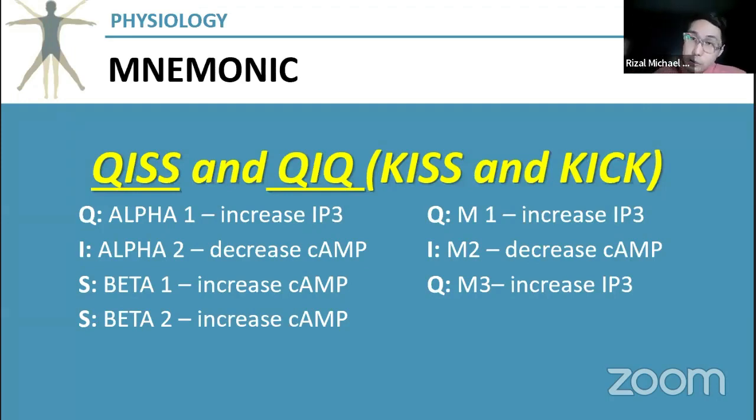And then on the other side, yung KICK mo is yung cholinergic receptors, right? So that's your KICK, M1, M2, M3. So M1 and M3, okay, sila increase IP3, and then M2 is decreased cyclic AMP.